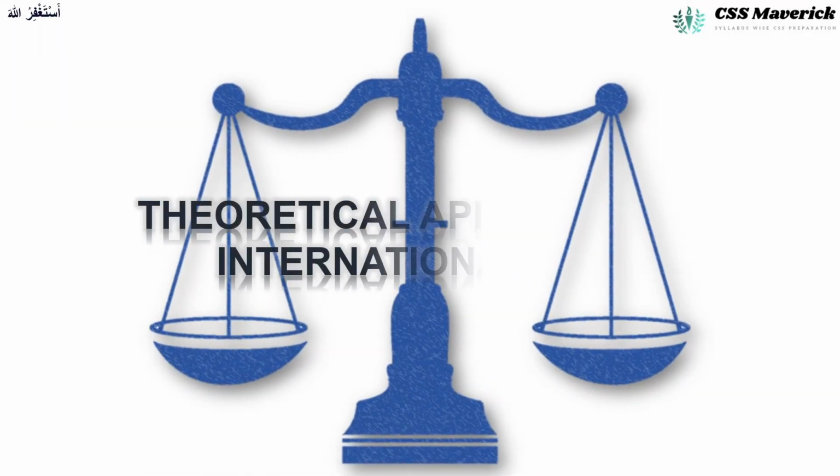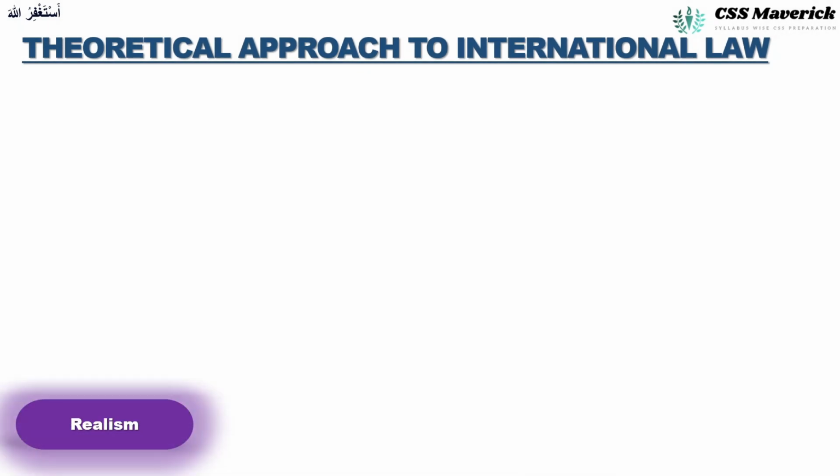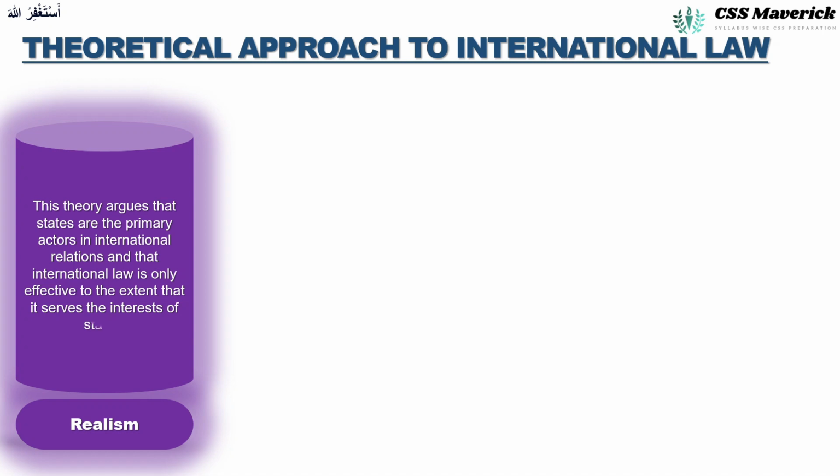Coming over to the theoretical approach to international law. Now, the first theory which I am going to discuss is realism. This theory argues that states are the principal actors in international relations and that international law is only effective to the extent that it serves the interest of states.